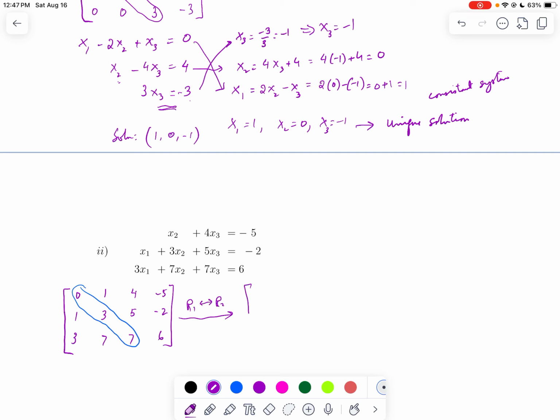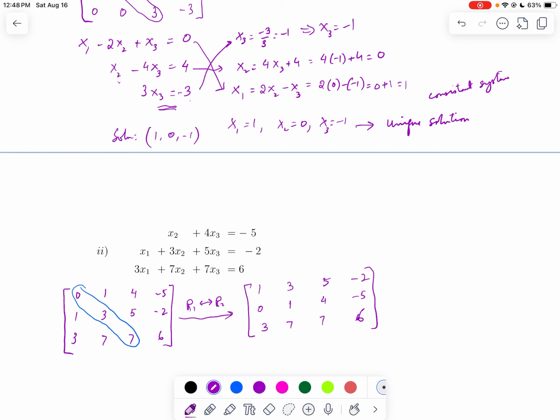We are swapping or interchanging the first and second row. So the second row is 1, 3, 5, -2. That becomes the first row, and the first row becomes the second row. The third row stays as it is.